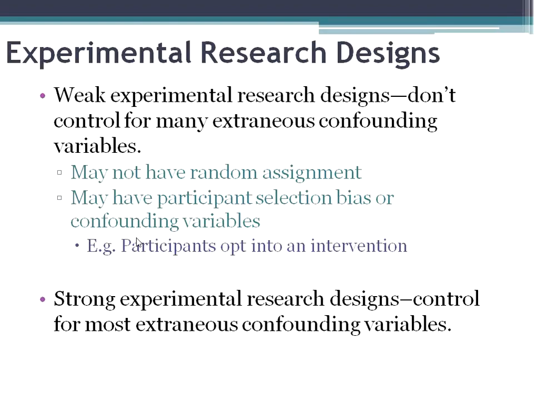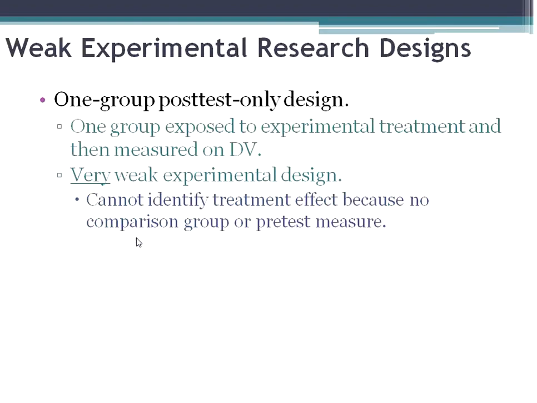And lo and behold, we find that the students in the treatment group had a greater reading performance following the treatment. Right? This represents a selection bias because the participants self-selected into the experimental or control condition, which suggests that there might be a confound of motivation. Perhaps the students who self-selected into the experimental group have a higher level of motivation than the students who don't, right? So this is an example of a weak design when we have these sort of selection biases. Strong experimental designs are going to control for most of our extraneous and confounding variables.